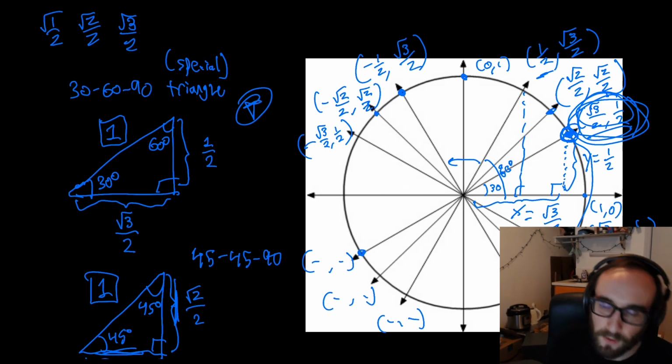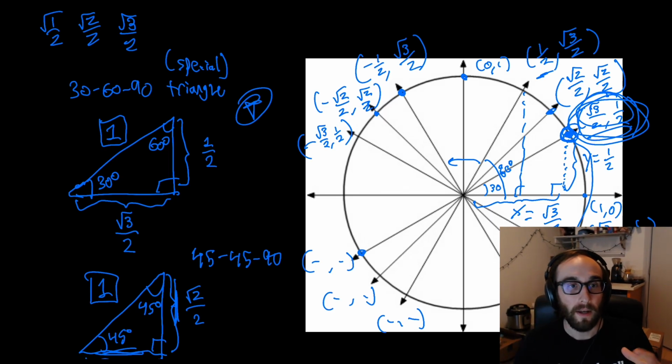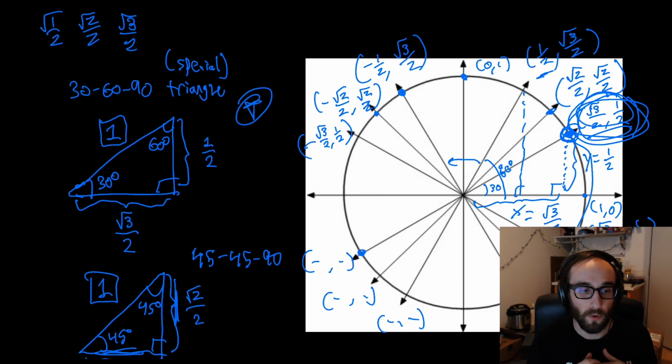Memorizing these values is going to make it a lot easier to quickly do math and to quickly work through problems that involve trigonometry. So you can always look up the unit circle and these special values, but memorizing it is going to be a lot faster in the future. So it is important that we know these values.